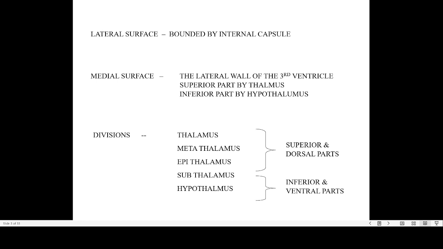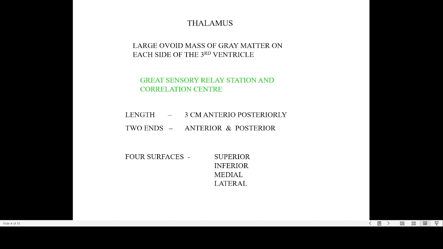The divisions of the diencephalon are the thalamus, metathalamus, epithalamus, subthalamus and hypothalamus. The thalamus, metathalamus and epithalamus lie in the superior and dorsal aspect. The subthalamus and hypothalamus are the inferior and ventral parts. So these are the structures of the diencephalon. Now we'll come to them one by one.